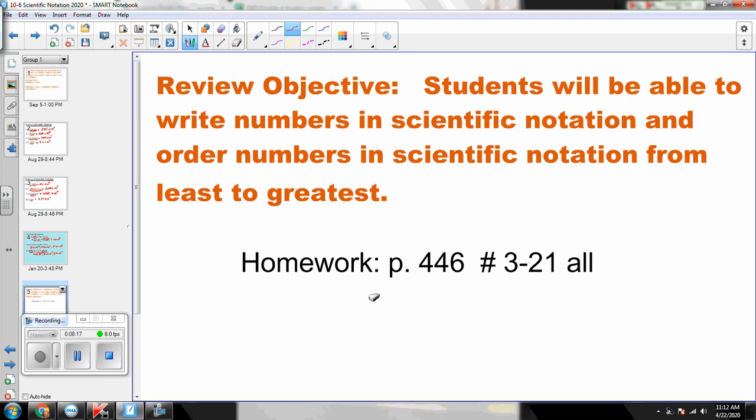So to review our objective, today we wrote numbers in scientific notation and ordered numbers in scientific notation from least to greatest. Your assignment to go with this lesson is page 446, numbers 3 through 21 all. You're going to go on the Big Ideas website and enter your answers there. Please make sure you click submit when you finish.